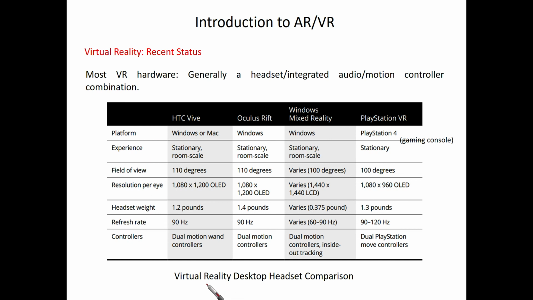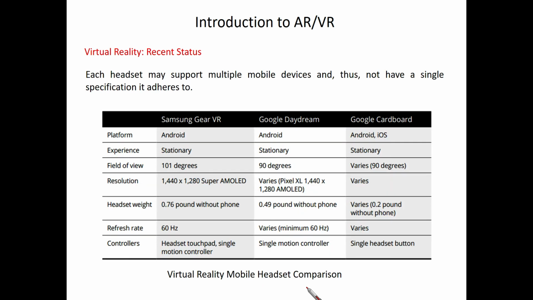And this space basically we are saying for the desktop headset comparison for virtual reality. But definitely to use these, you basically need to install some software for this HTC Vive, right, on your desktop. So that's why we are saying desktop headset comparison. And then you definitely have the mobile headset comparison. For example, Samsung Gear, Google Daydream, Google Cardboard. So for these the platform is basically Android. You need your smartphone or those kinds of things, right? So this is what we are saying mobile headset comparison. And again, these are similar comparisons we are doing.